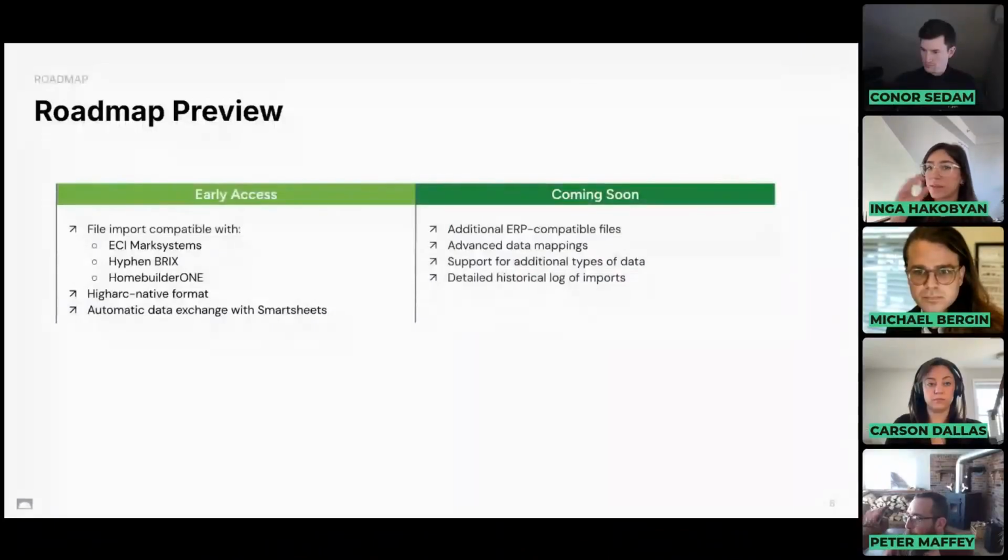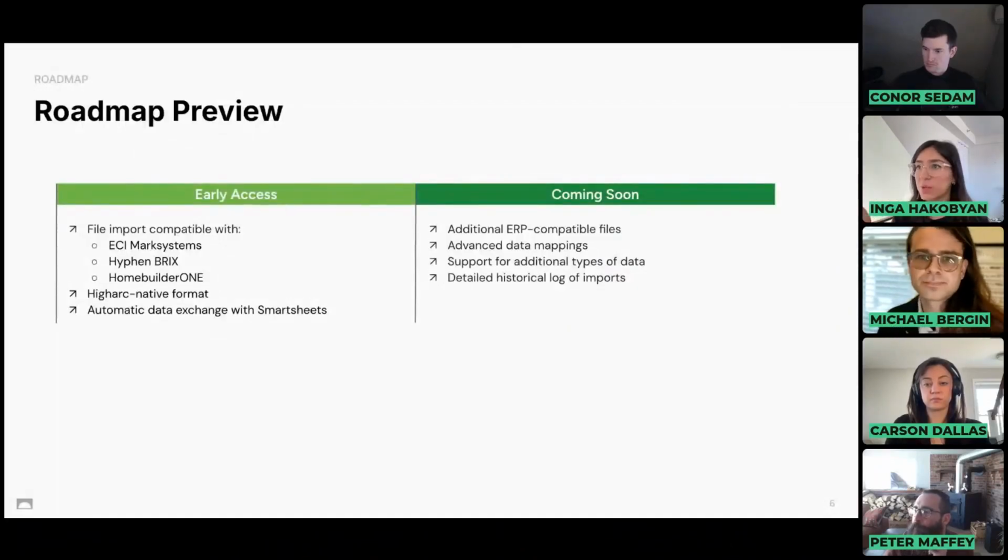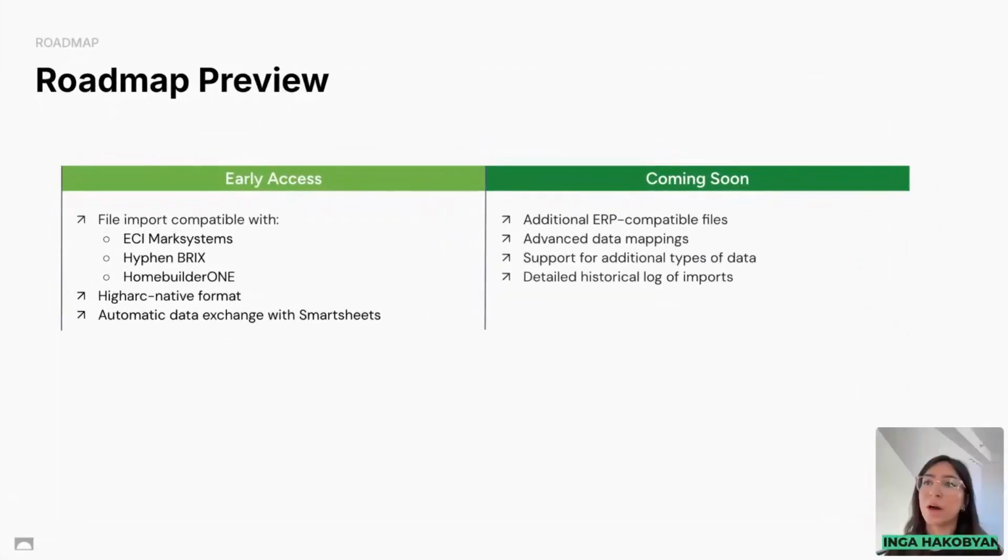All right, so the things that Peter previewed, we didn't have time to go through every single integration, but the things that are going to be available in early access are the file import compatible with ECI's MarkSystems, BRIX, HomeBuilderONE, and like I mentioned, standard Higharc native file for ERPs that are not listed here. And finally, the automatic data exchange with Smartsheets. If you're interested in them, you can reach out to your CSM and try them out.